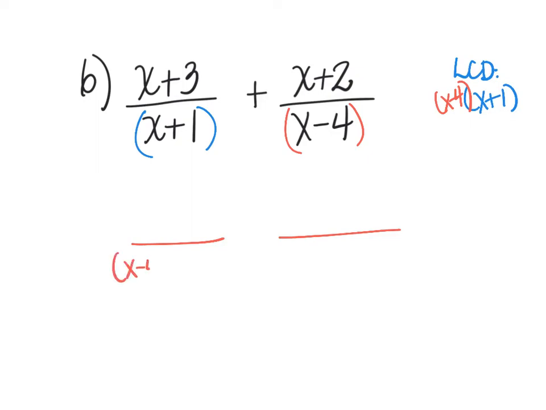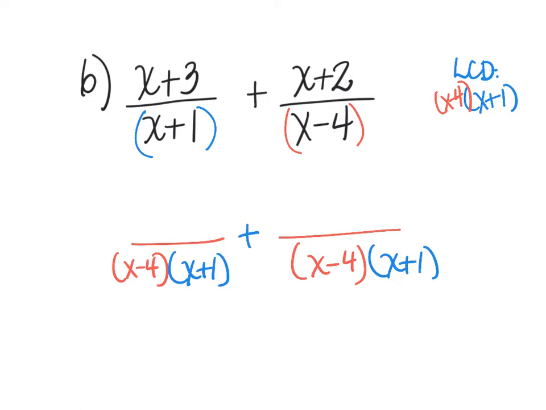So x minus 4 times x plus 1, and this time I can put the plus sign. Plus signs in the middle don't ever mess you up. All right, so what is missing from the first fraction? It has the x plus 1. It needs the x minus 4.